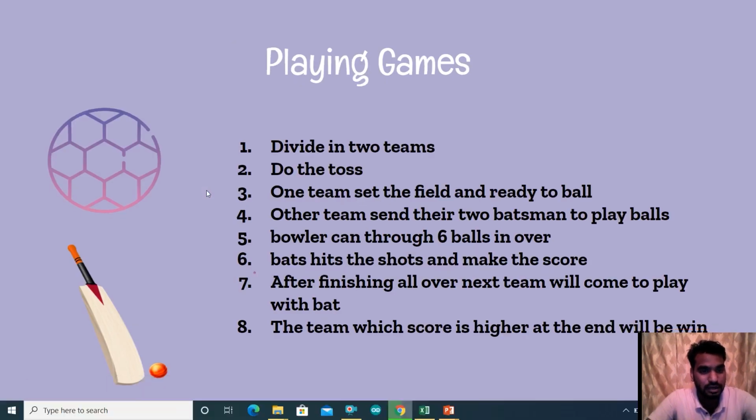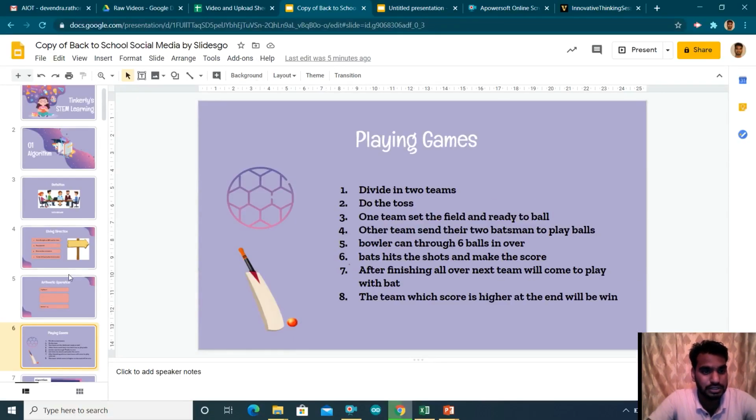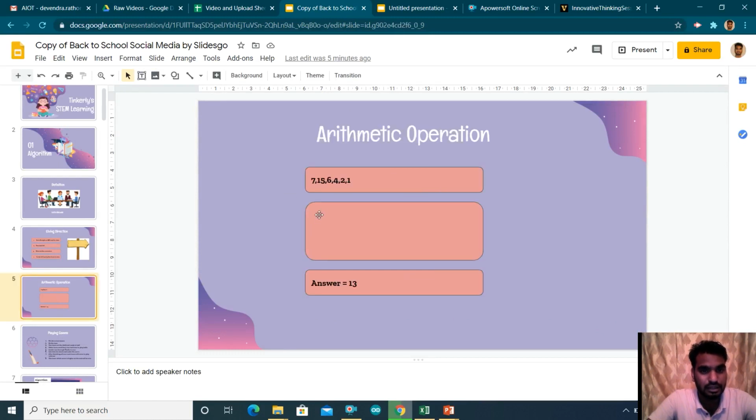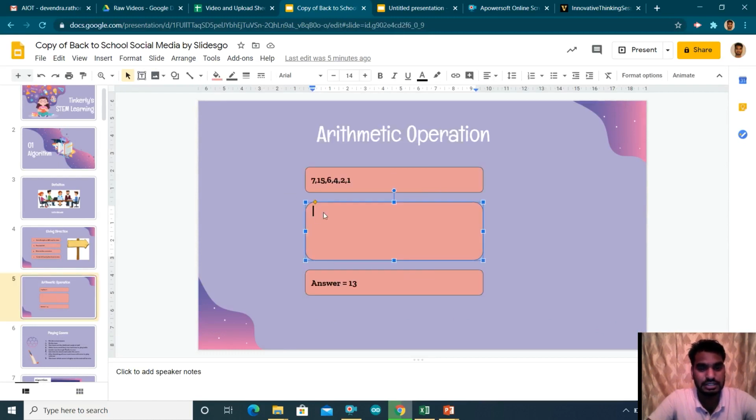So first of all, I'm going to use the numbers 7 plus 6. Okay, so this can be an algorithm to get 13. Then after that I can use 7 plus 4 plus 2. Okay, so with the help of these three quantities also I can get 13.